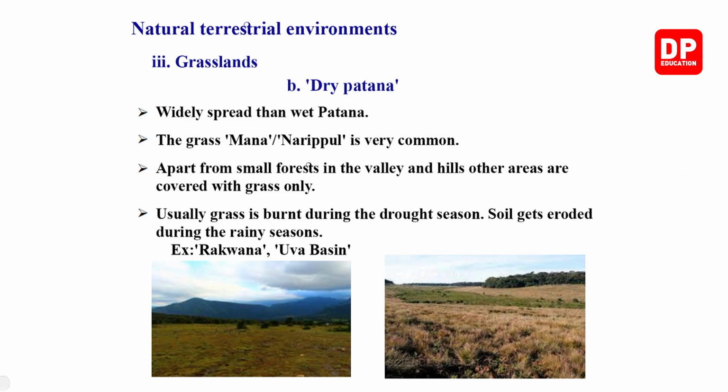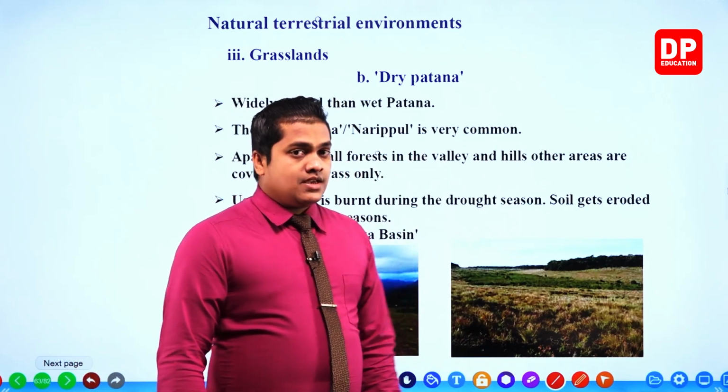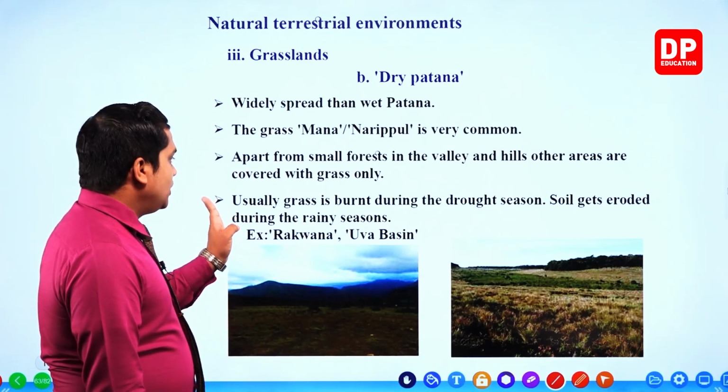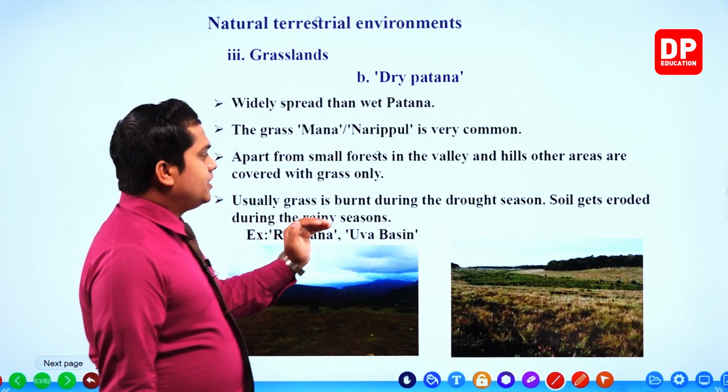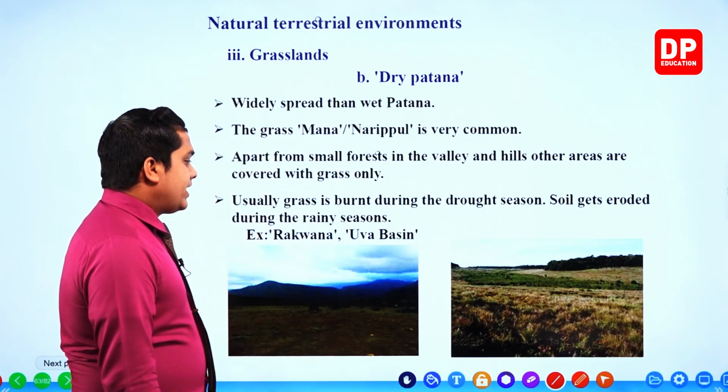Apart from small forest in the valley and hills, other areas are covered with grass only. Usually grass is burnt during the drought season. Soil gets eroded during the rainy season.